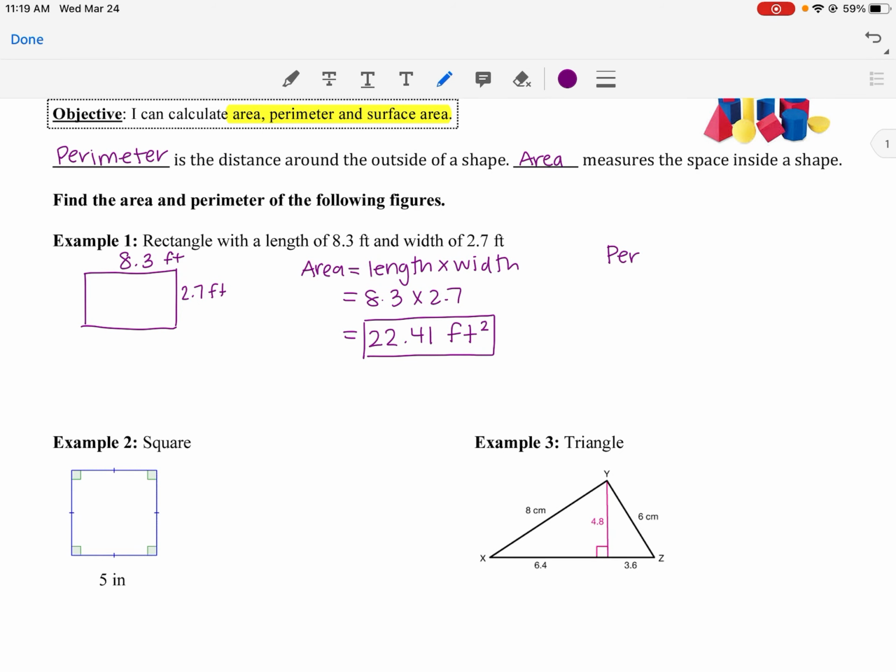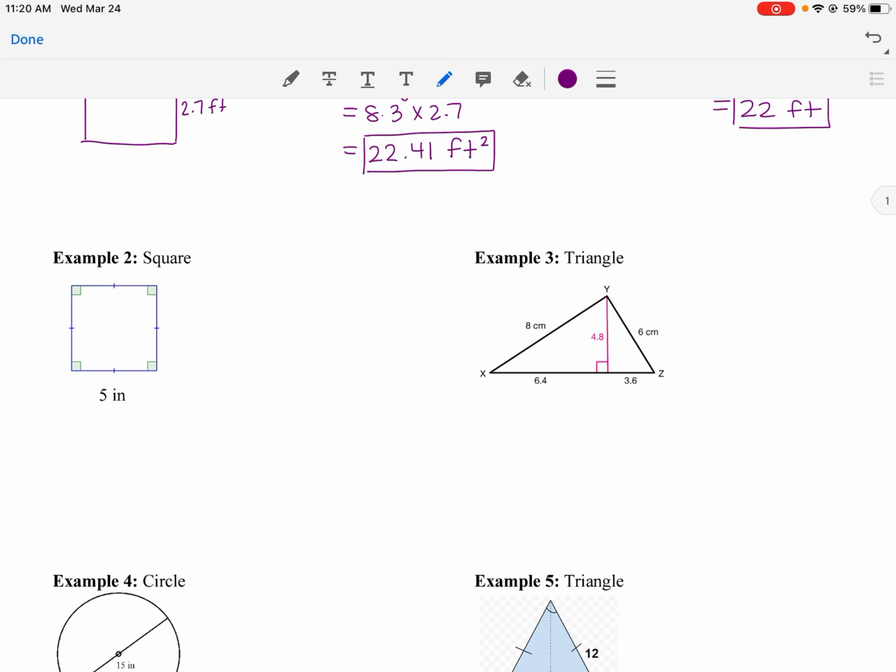Whereas for perimeter, we are going to add the sides together. So you could do something like 8.3 plus 2.7, and you know these other two sides are also 8.3 and 2.7, so add up all the four sides. But it's a little bit easier if you say, well, there's two sides that are 8.3, so I'm going to do 8.3 times 2 plus 2 times 2.7. I can type that all on my calculator at the same time, and I end up with 22 feet for perimeter. So remember, perimeter is just the same units, and area is it squared.